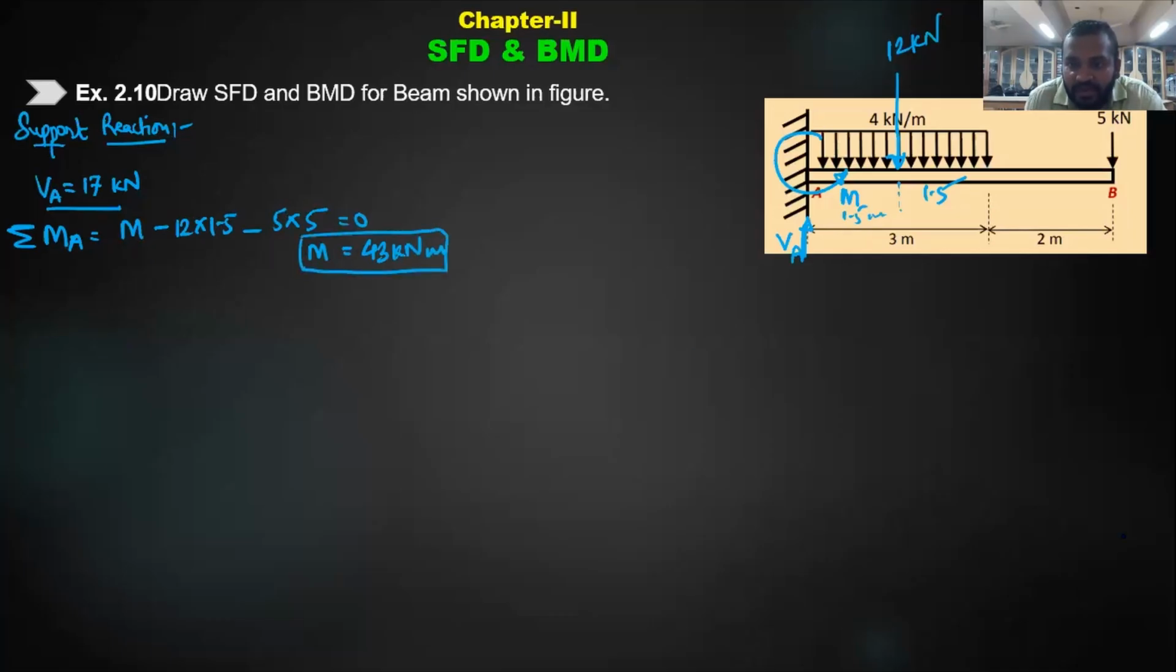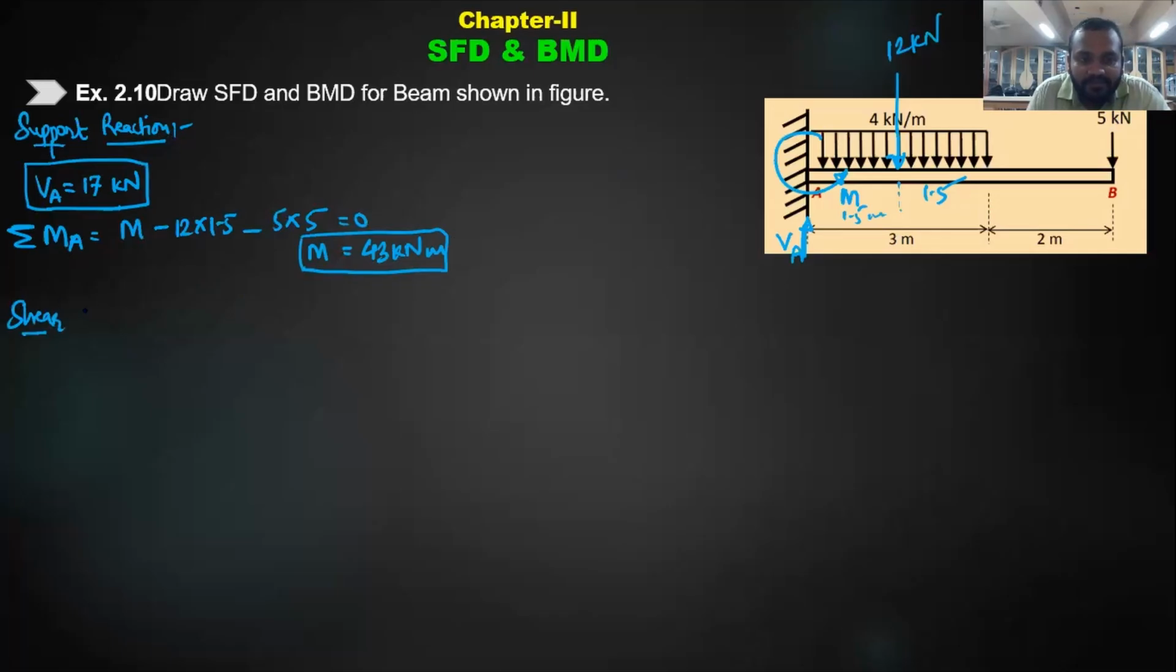Some are active on chats as well. What is this, Ronak? Ronak, you can unmute yourself. I have given full liberty to talk. Okay, fine. So we have summation of MA and we have calculated this. Yes, go ahead.